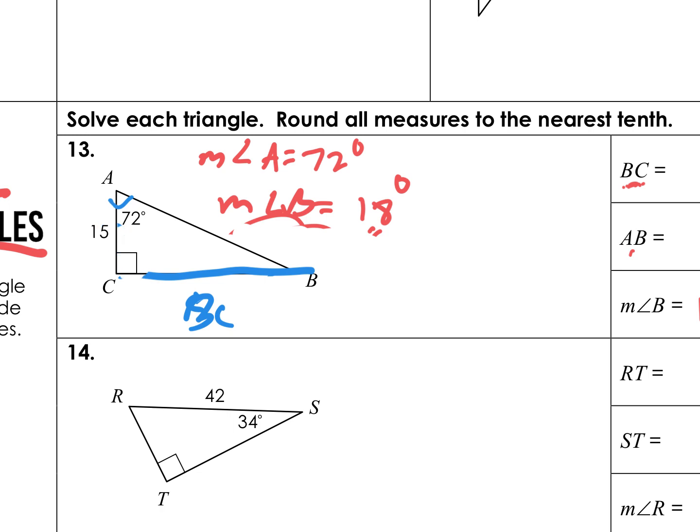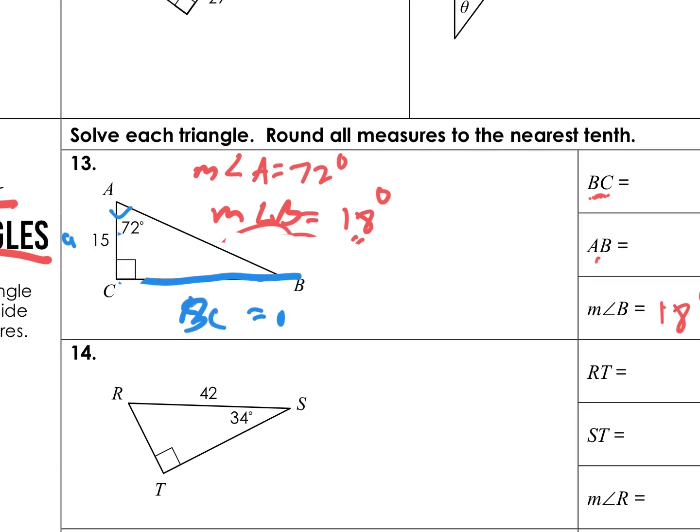I've got 15 and BC and this angle. What trig function uses those two? So it's O and A. O and A, that's right. It's tangent or cotangent. I'll use tangent. Tangent of 72 degrees equals OA, which is BC, that's what I'm looking for, divided by 15. Is that correct?